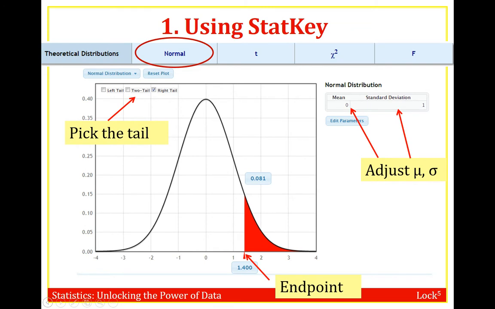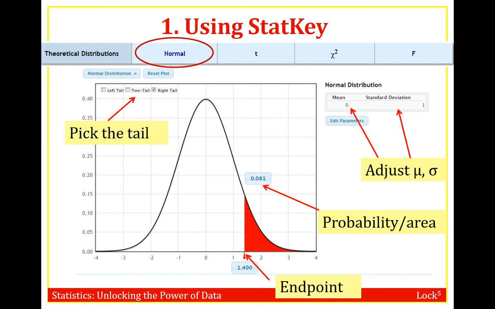These endpoints could be z points. They could be scores. These are endpoints of an interval. And we'll be able to find the probability or the p-score or the area. All those things mean the same words. I'm trying to use all the words that are associated with these different values.